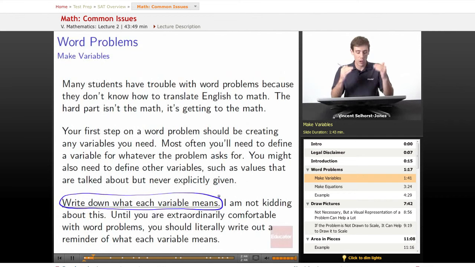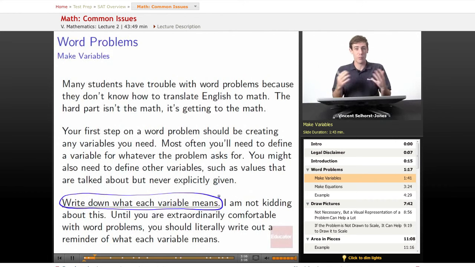Writing these things out will help give you a momentum to carry out the whole thing. I'm not kidding about this. I really want you to write down what each variable means. It seems time-consuming and it might seem pointless, but it's not. It's going to be really, really useful. Until you are extraordinarily comfortable with word problems, until you are absolutely ace at math, you should be writing out every single variable that you're using.